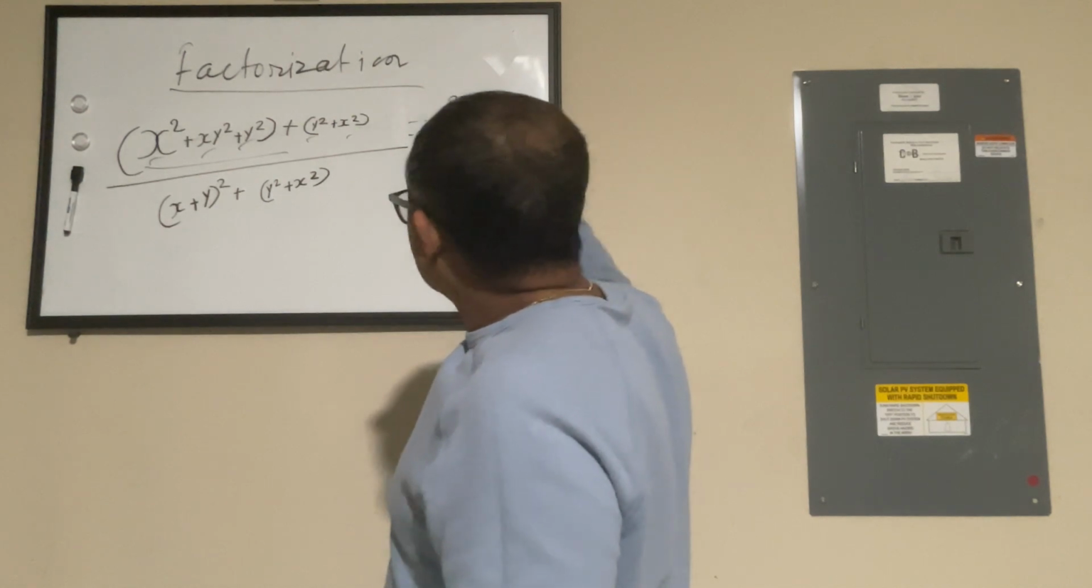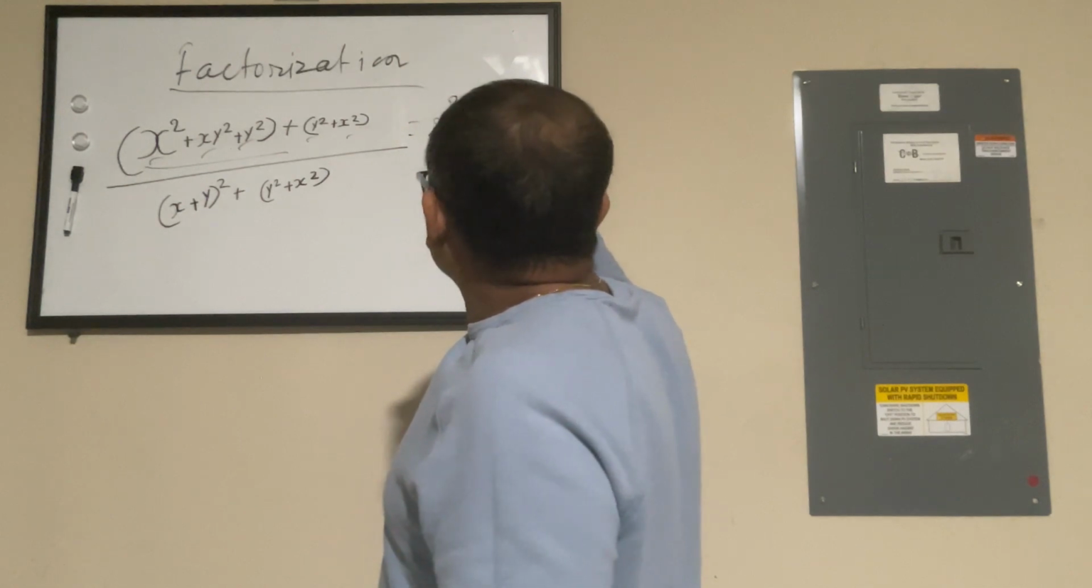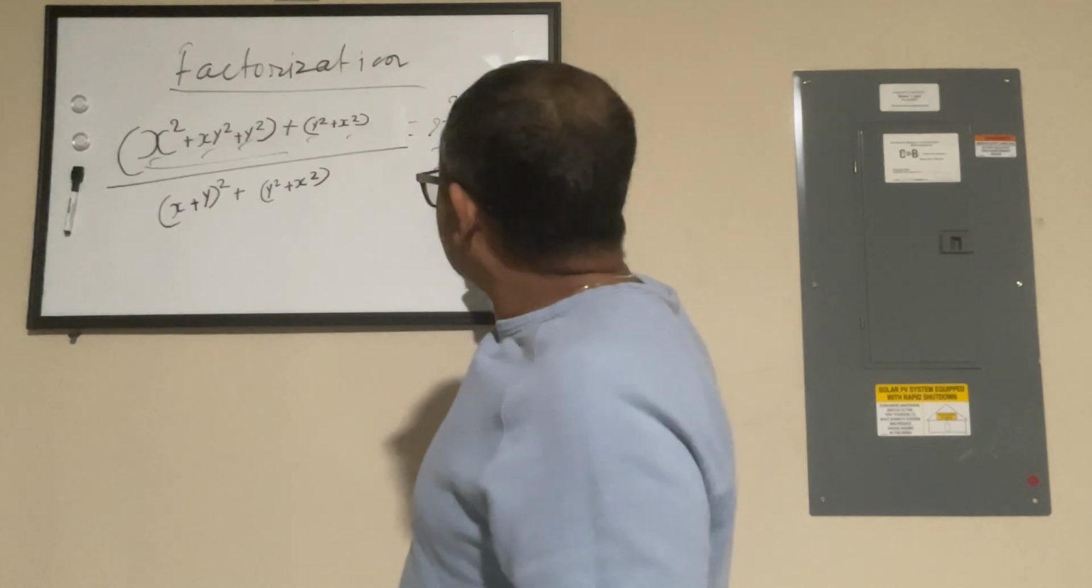2y squared plus xy squared divided by x plus y squared.